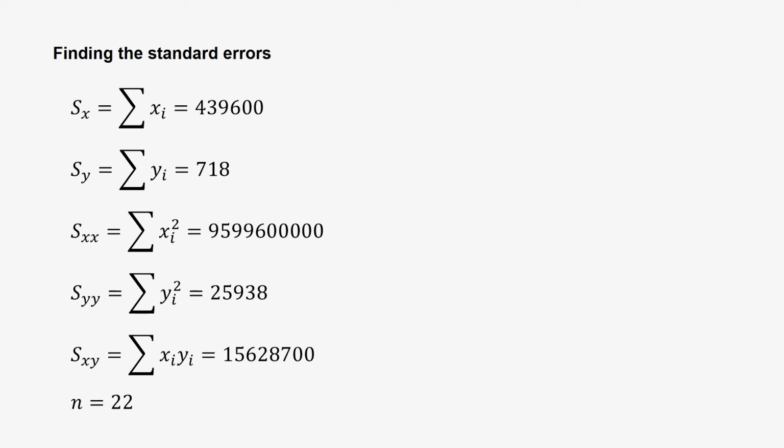Let Sx be the sum of all x's, let Sy be the sum of all y's, let Sxx be the sum of all x's squared, and let Syy be the sum of all y's squared. Finally, let Sxy be the sum of all x's and y's multiplied, and let n be the sample size, that is the number of data pairs we have, in our case 22.